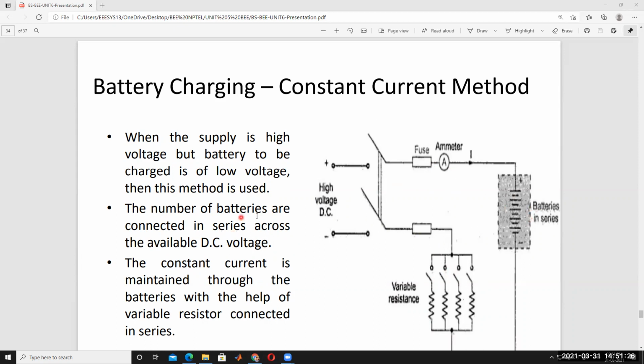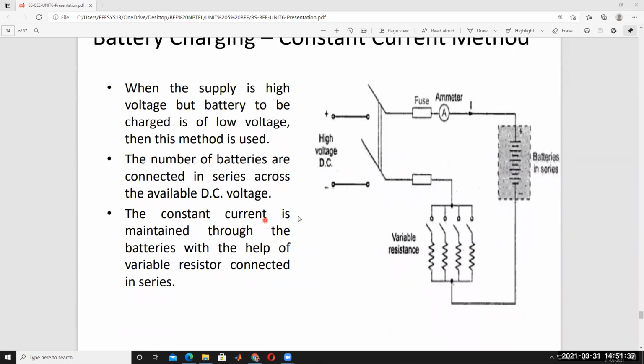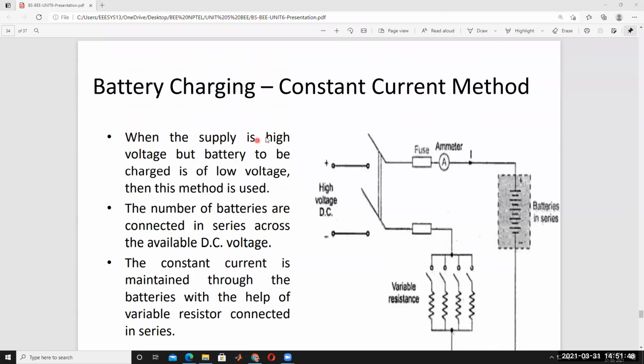battery. The number of batteries are connected in series across the available DC supply. This constant current is maintained through the batteries with the help of variable resistors connected in series. By changing these resistors, we have to keep the current constant. So that is called the constant current method.